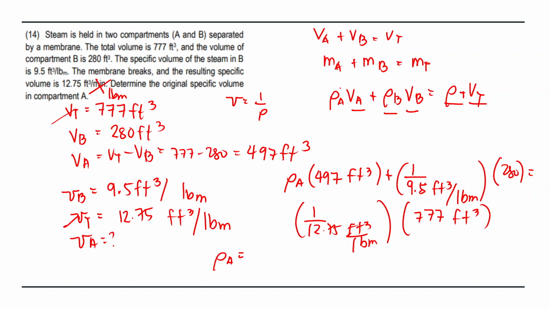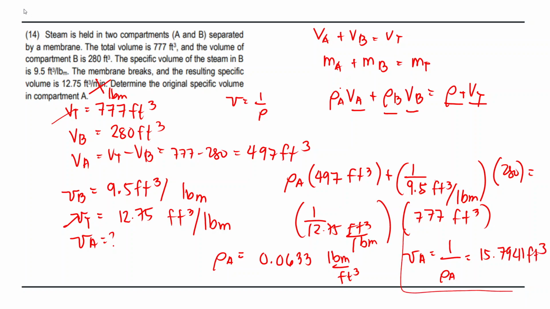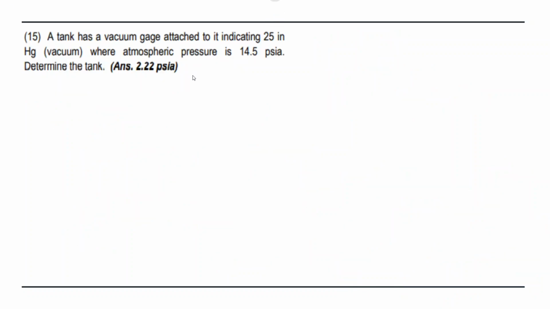Okay. This is equivalent to 0.0633 density, pound mass per feet cube. So, when we get the specific volume, it's just the reciprocal. 1 over rho A, which is equivalent to 15.7941 feet cube. Okay, so this is the final feet cube per pound mass. This is our final answer. Okay, so let's proceed to the next.